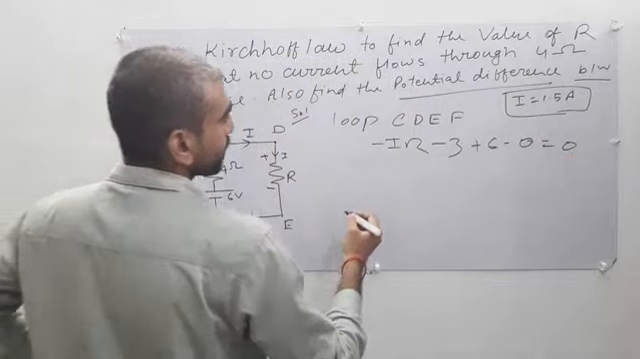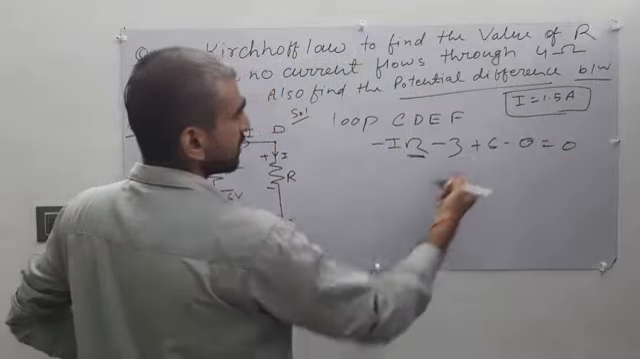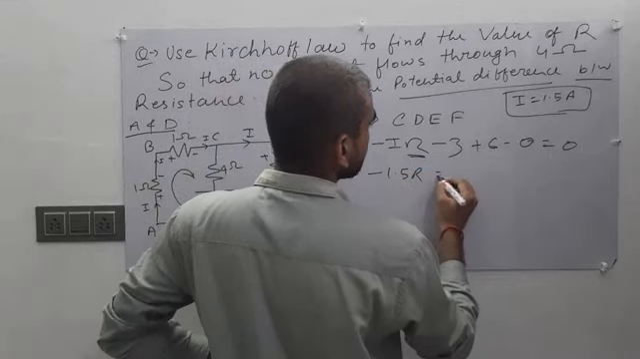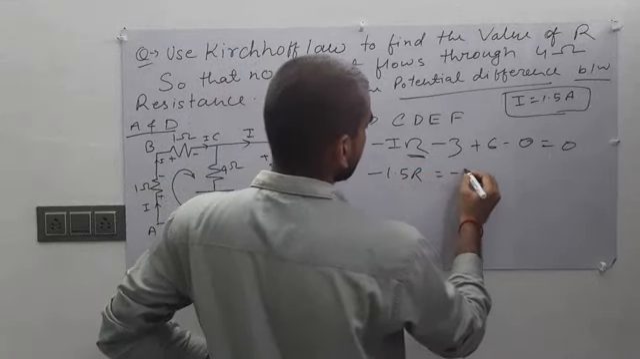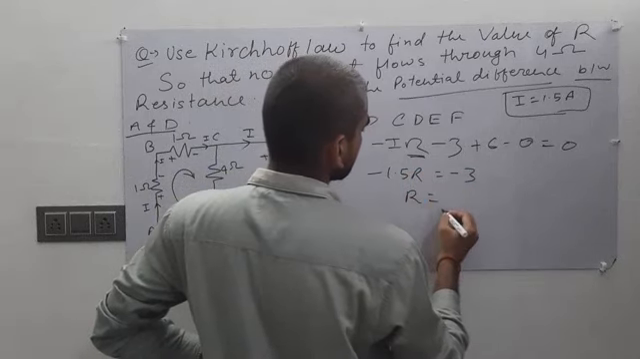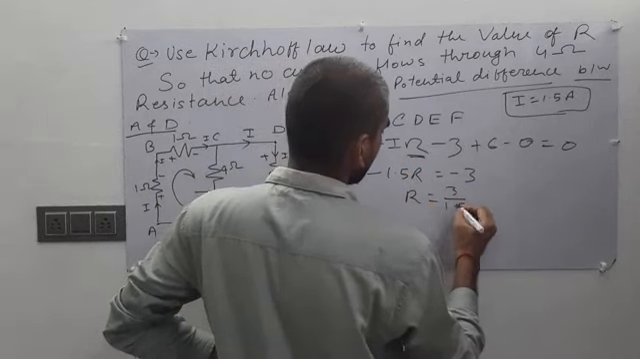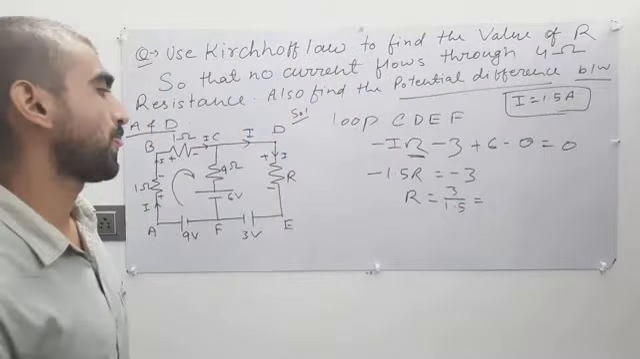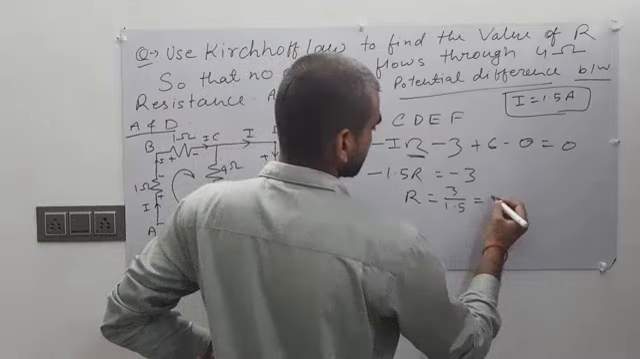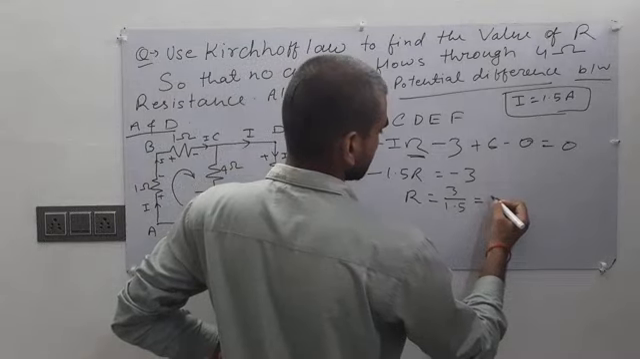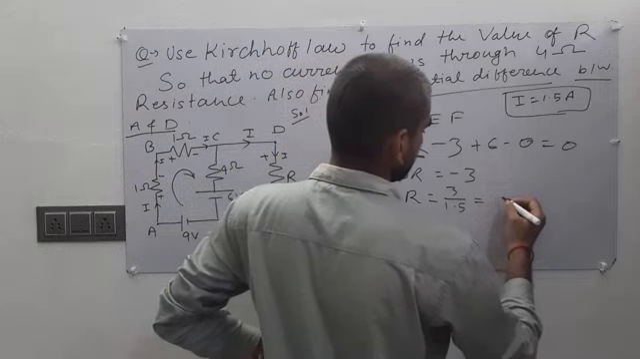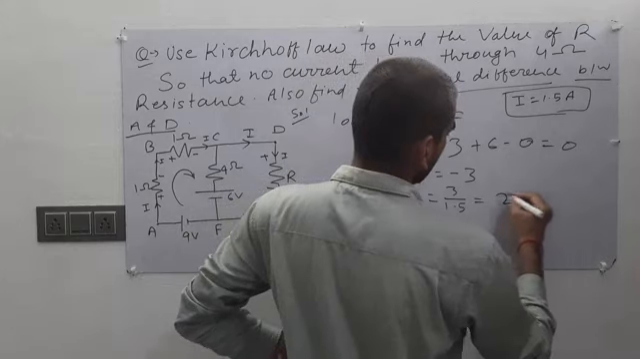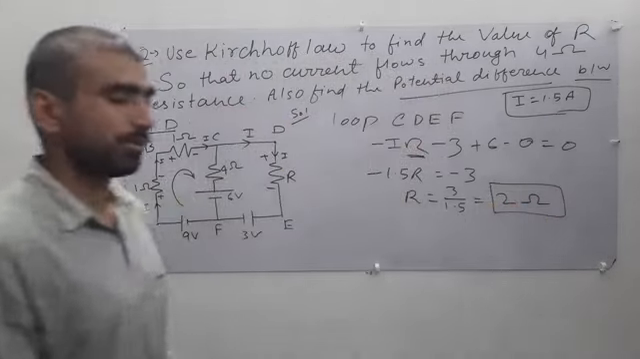Now, what is the value of resistance? Minus 1.5R equals minus 3. That means R equals 3 upon 1.5. That means the value of R will be 2 ohm.